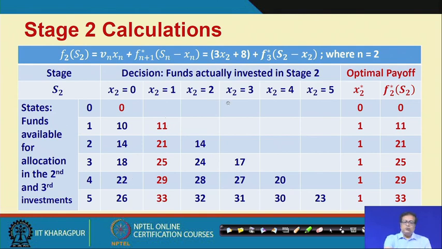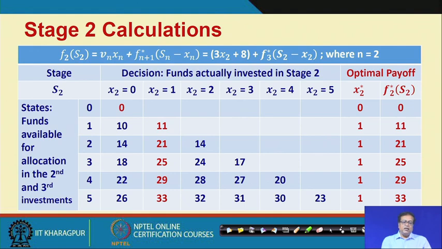Similarly, at x2 equal to 2, what will be the optimal values? This one is 14 and 2, so 0, so it should be 14. Next one 14 plus 10, 24. Next one 14 plus 14, 28. Next one is 14 plus 18, 32. So, like this, if you complete this chart, then you see row wise what are the optimal values.